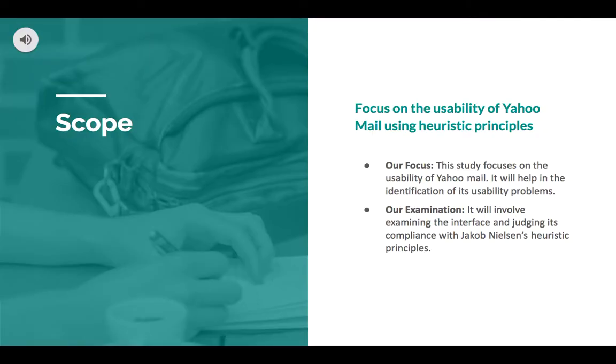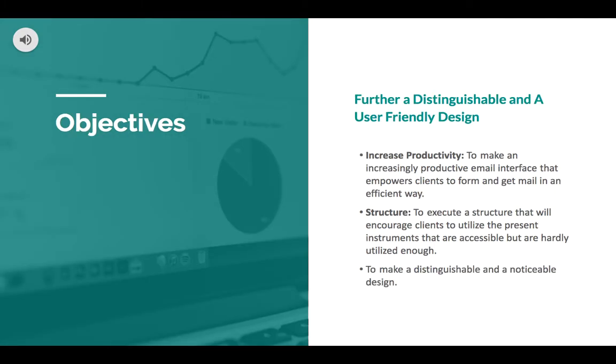This study focuses on the usability of Yahoo Mail. It will help in the identification of its usability problems, as well as the examination of its interface and judging its compliance with Jacob Nielsen's heuristic principles. Yahoo Mail needs to revamp and remap the interface for it to be increasingly traversable.